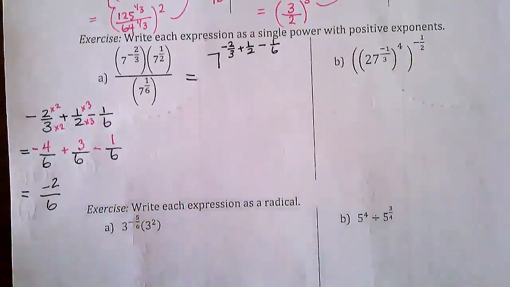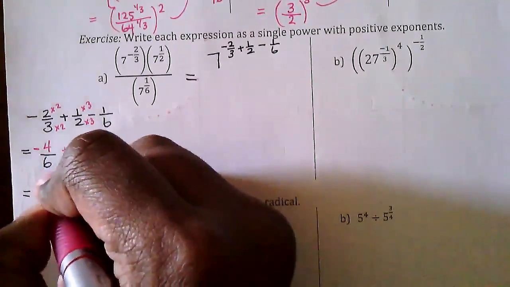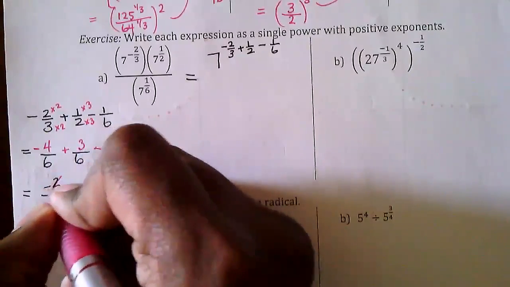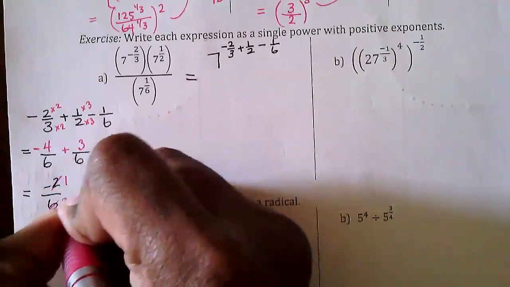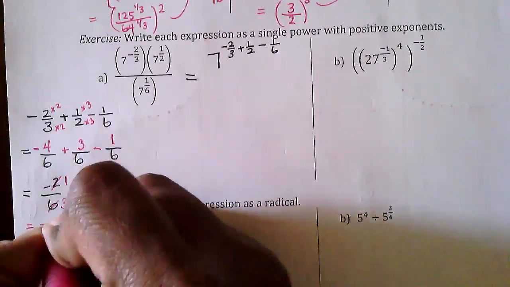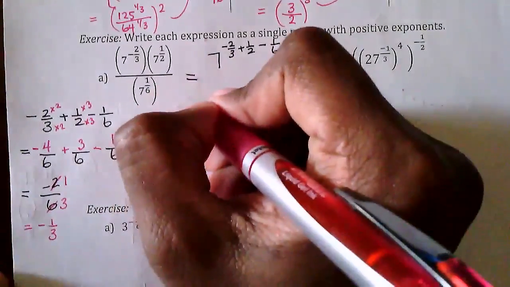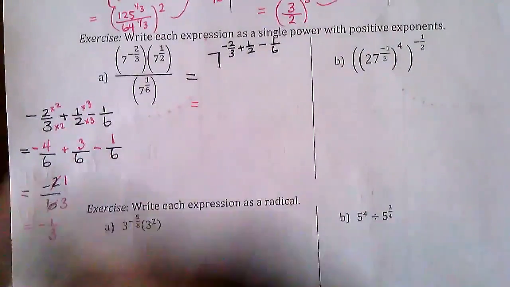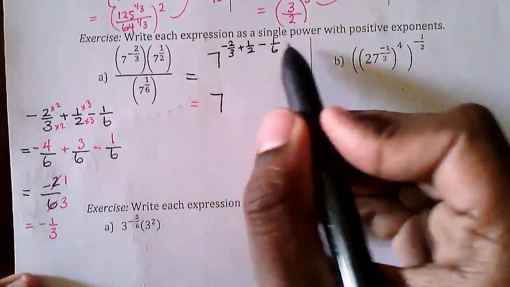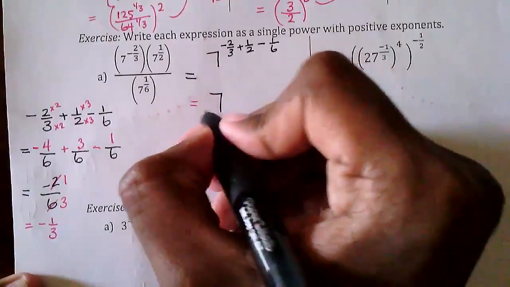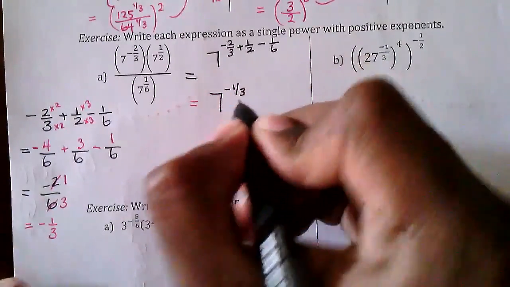If you can simplify, continue simplifying. Here, I can divide both of these by 2. So 2 divided by 2 is 1, and 6 divided by 2 is 3. So I'm left with negative 1 over 3. So here I can rewrite this as 7 to the power of all of this, which equals negative 1 over 3.